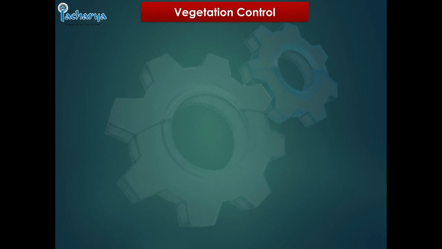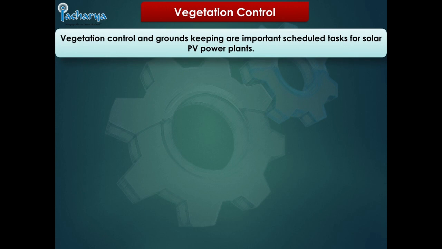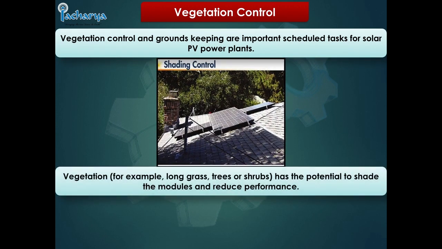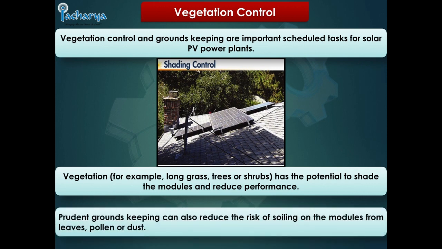Vegetation control and groundskeeping are important scheduled tasks for solar PV power plants. Vegetation, for example long grass, trees or shrubs, has the potential to shade the modules and reduce performance. Prudent groundskeeping can also reduce the risk of soiling on the modules from leaves, pollen or dust.